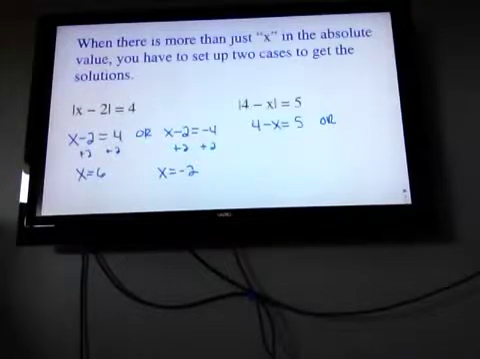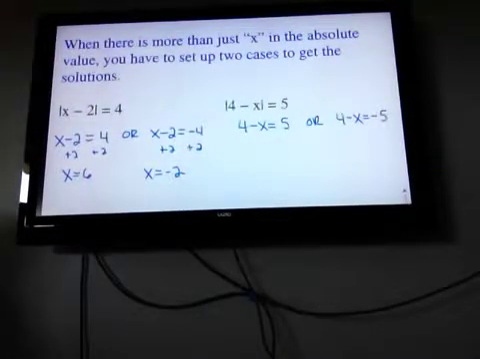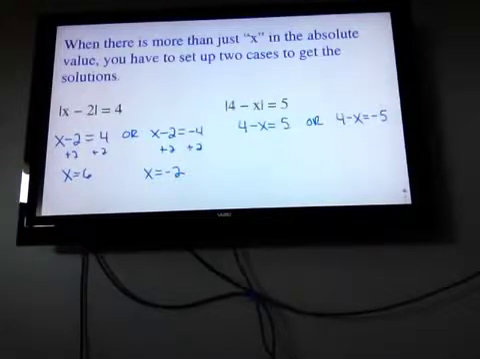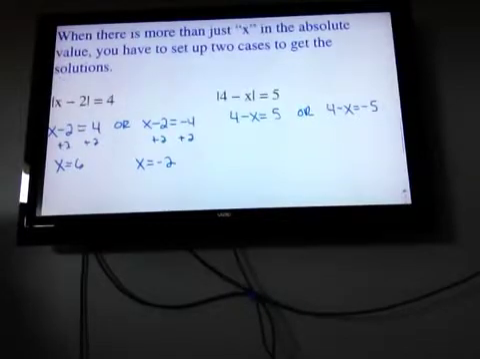And in case 2, all we do is change the sign of that integer on the right side, so negative 5. If it were negative to start with, we would make it positive. But I'll say something about that in a minute. All right, so then it's a simple solve.